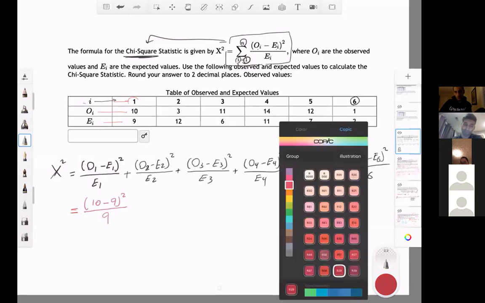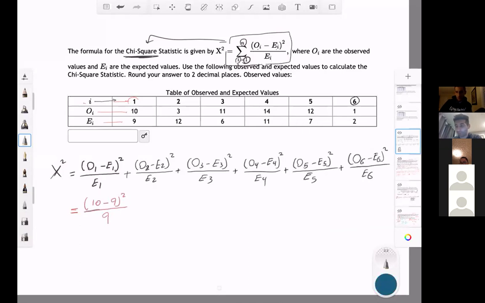Plus, now (3 minus 12) divided by 12, right? We square it. You get (3 minus 12) squared divided by 12.